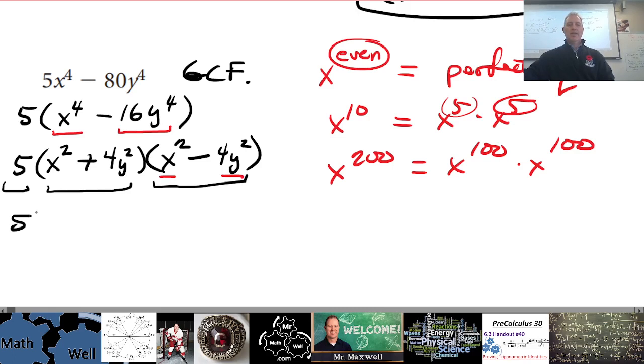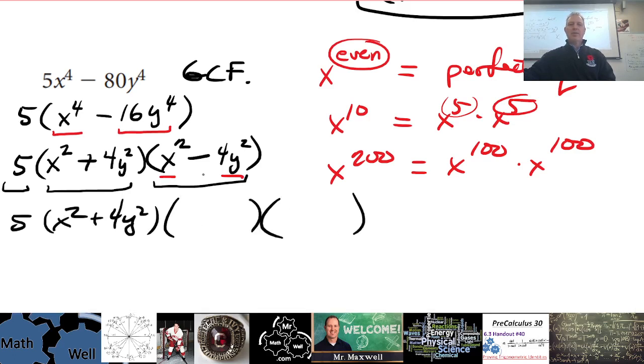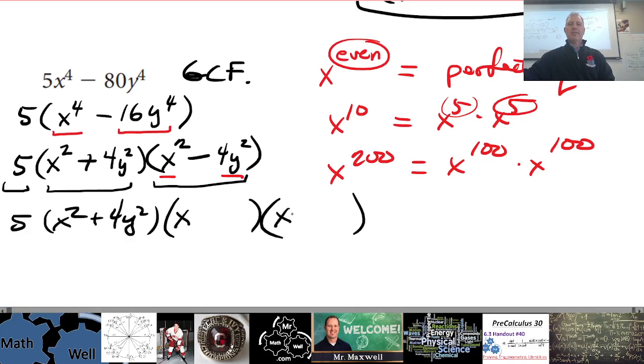So I rewrite the 5, rewrite the x squared plus 4y squared. This now can be factored into two binomials. Difference of squares. This is an x. Yep. Couldn't you factor the first one because it is a perfect square trinomial? Well, you could factor this as a difference of squares.